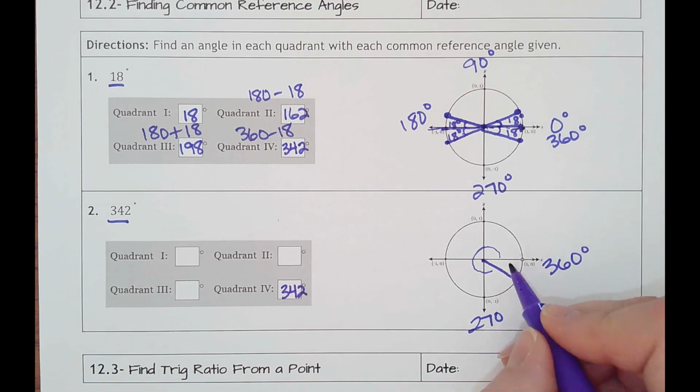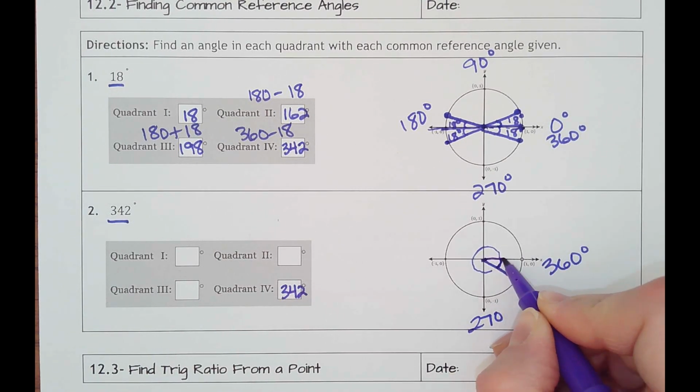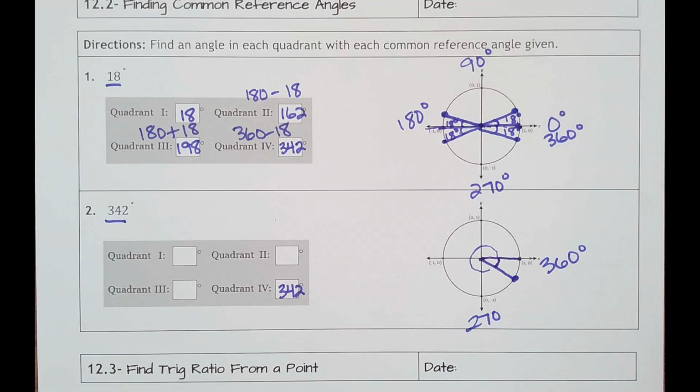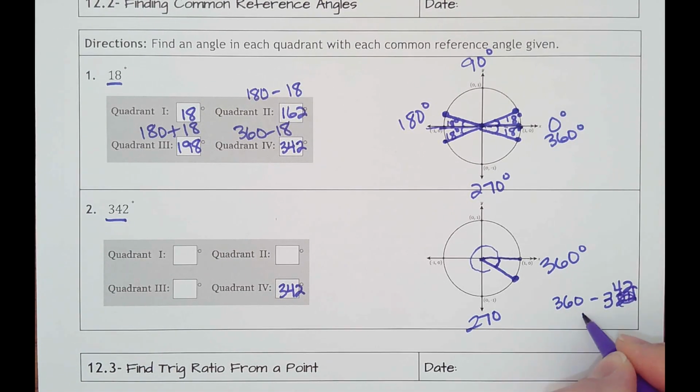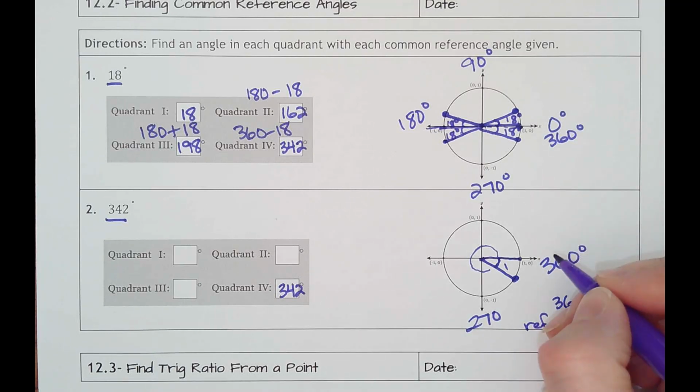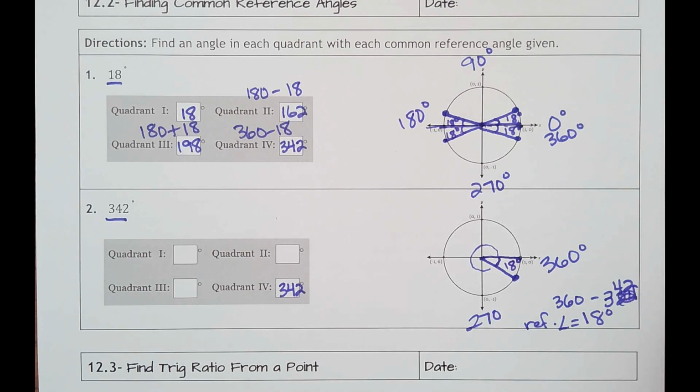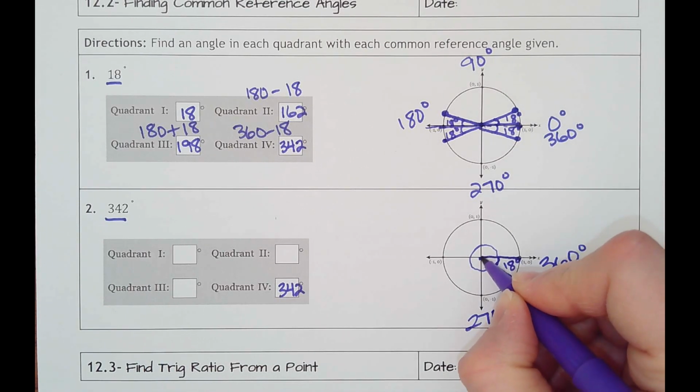But my job is to now find what's the reference angle that that ray makes with the x-axis. So I would want to do 360 minus 342, which is 18. That's my reference angle. So my reference angle means this is 18 degrees. Okay, but then that would be 18 degrees.